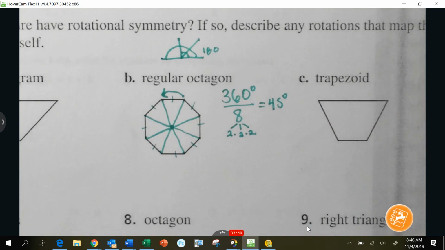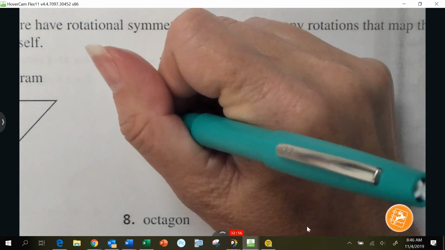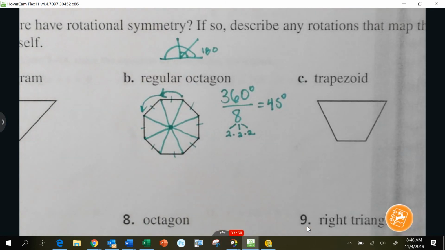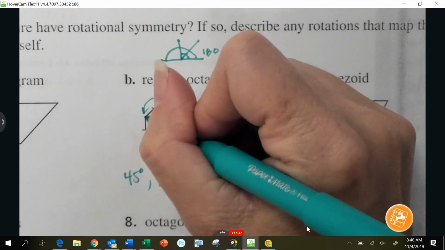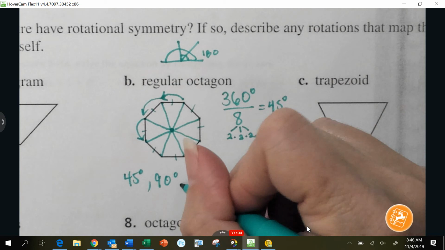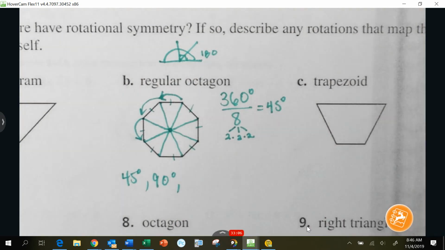Is that the only rotational symmetry? Just 45 degrees? Nope. What if I went 2 of them? What would that be? 90. What if I did 3 of them? That would not be 180. What if I did 3 of them?